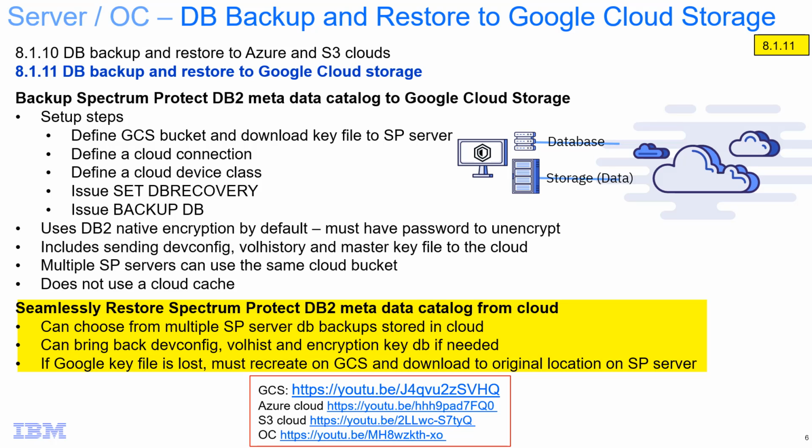If you still have those on site, then obviously you don't have to bring them back. The one key with Google Cloud Storage is if you do lose that .json file, which is your key file, if you can't find it anywhere else in your system, you're going to have to go through Google Cloud Storage to recreate it and then download it to the original location it was on your Spectrum Protect server. So check out the videos I have on using Google Cloud Storage to protect your Spectrum Protect database.